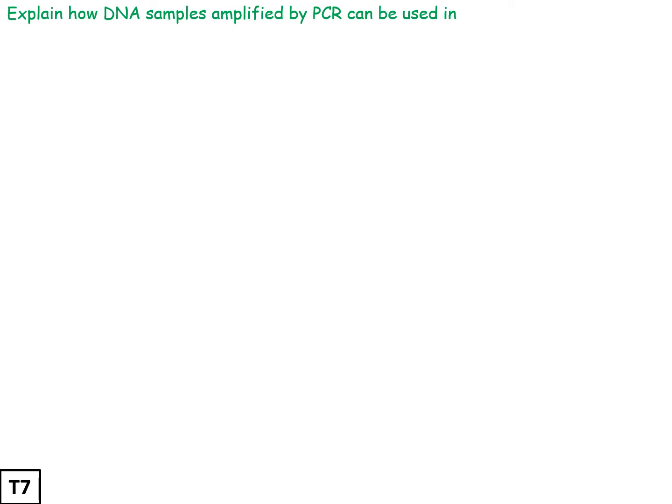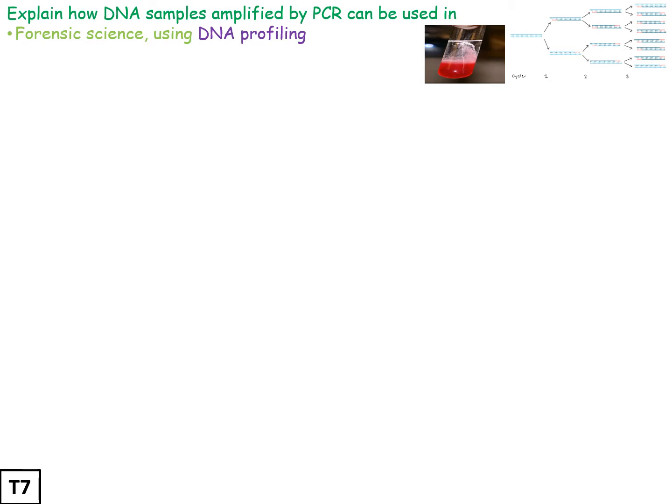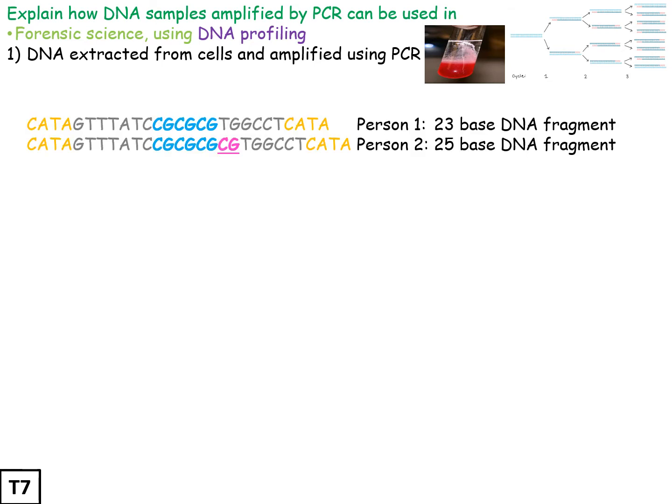DNA samples can also be amplified by PCR because you could use them in forensic science. An example of this would be in DNA profiling. So in this case, you'd want to extract your DNA and increase the quantity of DNA samples using polymerase chain reaction. So DNA extracted from cells and amplified using PCR. And then if we're using forensic science, you'd look for DNA from two different people and you want to compare them. And you could see here that obviously there would be some differences between people.